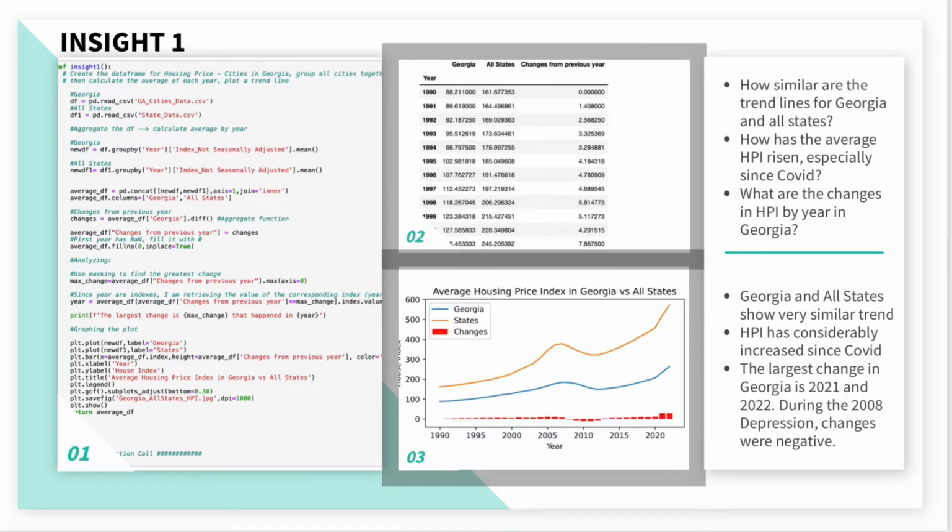To obtain the numbers for the entire state, we are aggregating by grouping all the cities by year and calculating the average for each year of all the cities in Georgia. This analysis is visualized by the blue line graph.